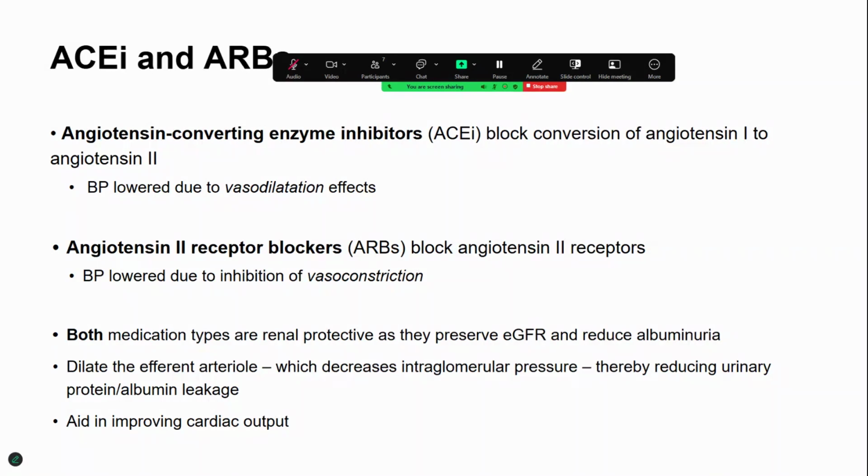which promotes kidney protection by reducing albuminuria and reducing pressure in the glomerulus, which helps by preventing the protein from leaking. It also aids in improved cardiac output. Some important factors about ACEs and ARBs: angioedema is what you'll see as a side effect.